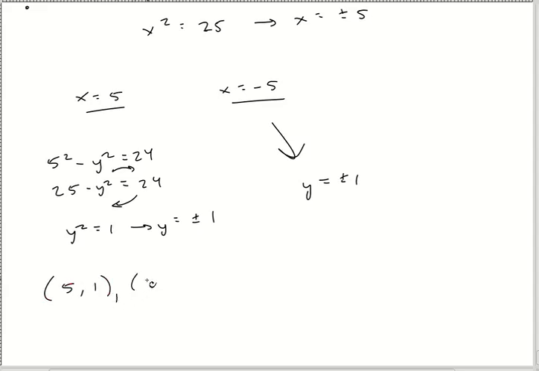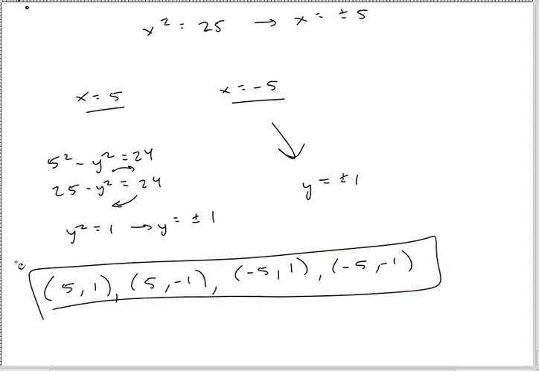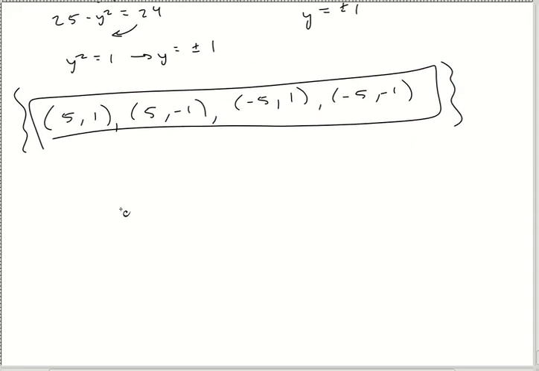Here we go. 5, 1. 5, negative 1. Negative 5, 1. Negative 5, negative 1. Whoa. There we go. Whew. That's crazy. Okay, well, we did it, though, so that's good.